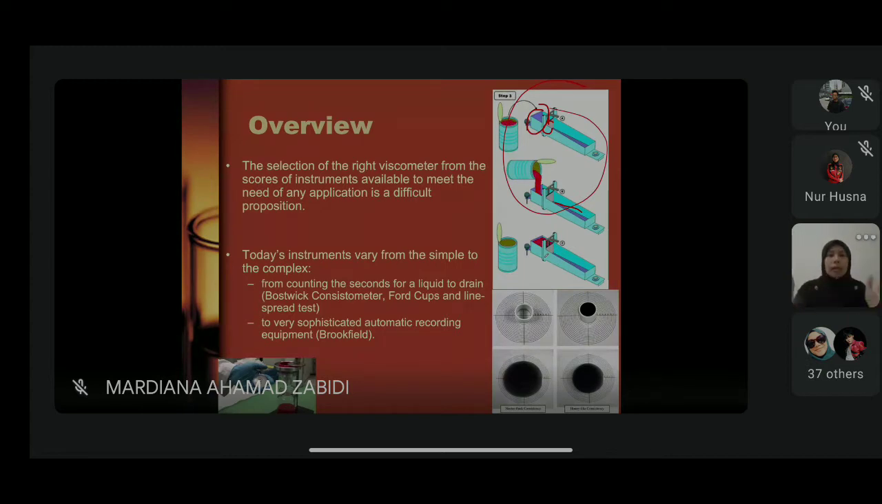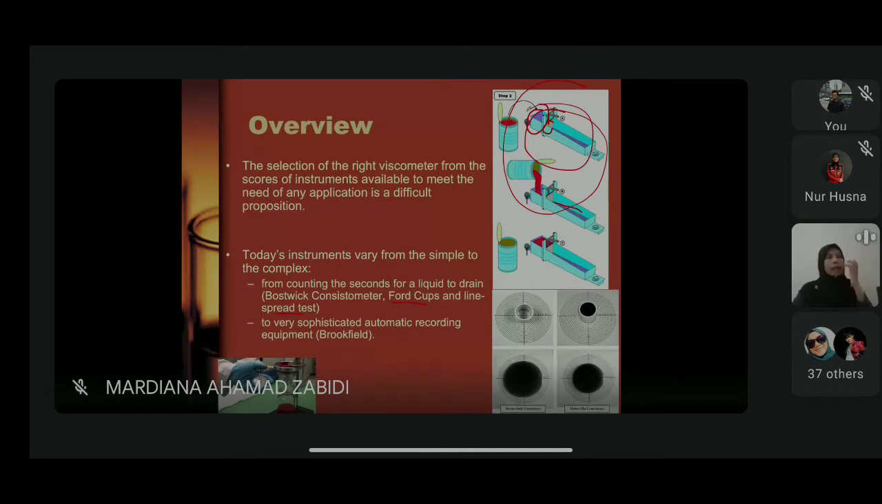So it really depends on the product that your company is producing. The selection of the right viscometer from the scores of instruments available is to meet the needs of the application, and this really depends on the product. We have several instruments available to measure the viscosity of the product. For example, the Bostwick consistometer, where we count the seconds for the liquid to drain. We have the Ford cups as well as the line spread test. This particular one is known as the line spread test.